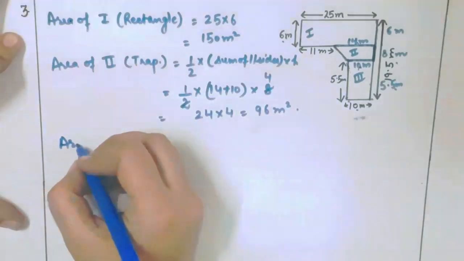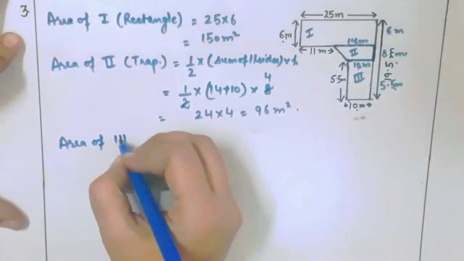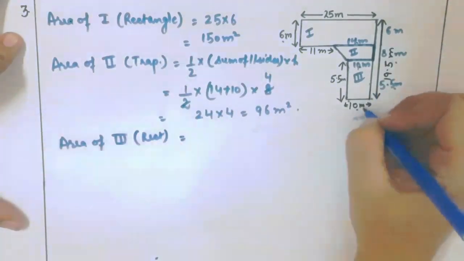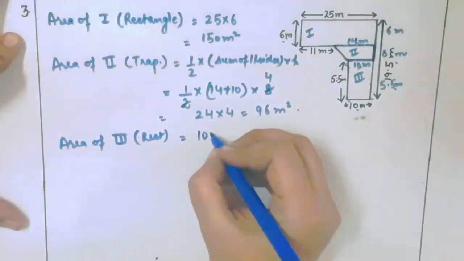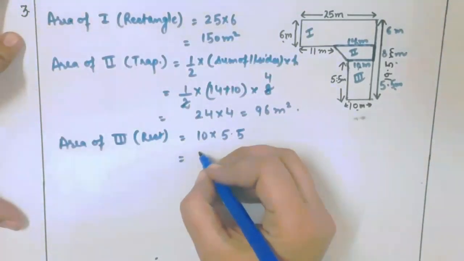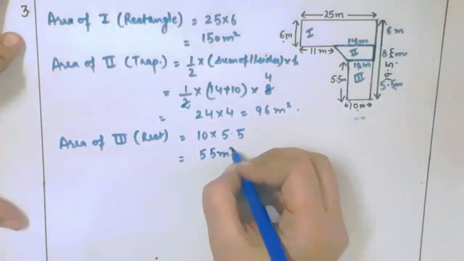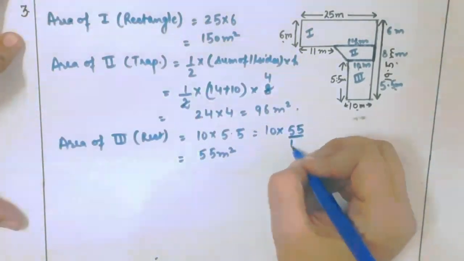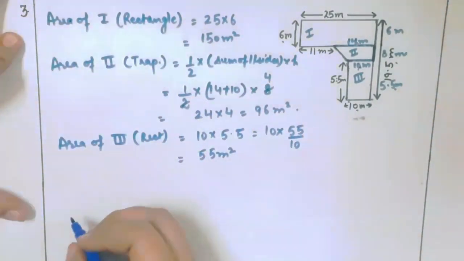Now area of third figure. Third figure, it is also a rectangle. Now the third one is 10 into 5.5, length into breadth, that is equal to 55 meter square. Means 10 into 55 upon 10, which is equal to 55 meter square.